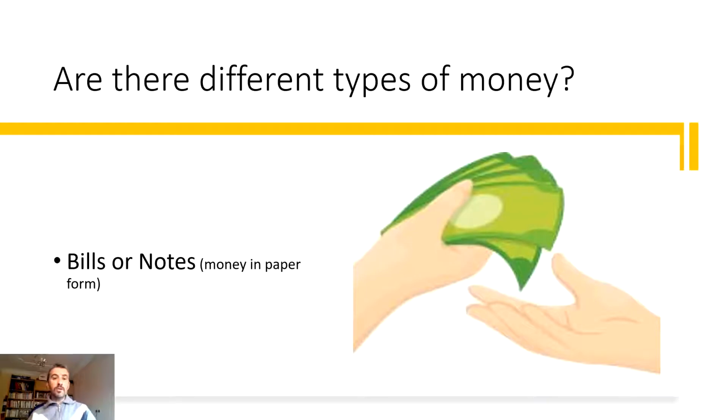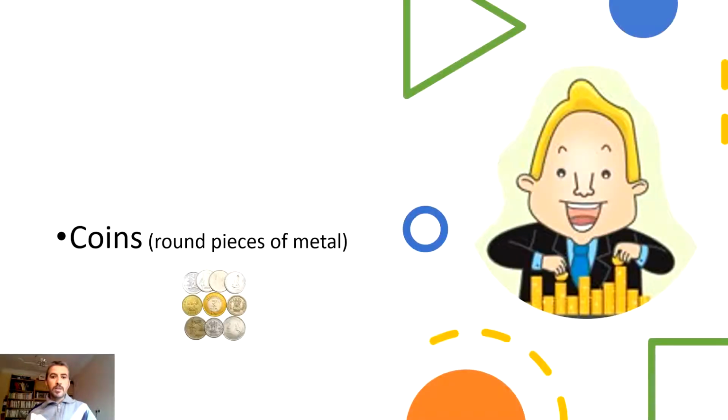So do you think there are different types of money? Indeed we have. The first word is bills or notes. It's money in paper. When the money is in paper, we call it bills. Bills is American, and notes is British. The second word is coins. Coins are round pieces of metal. Those small pieces, we call them coins.